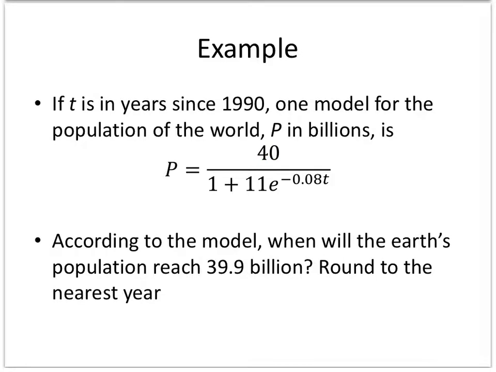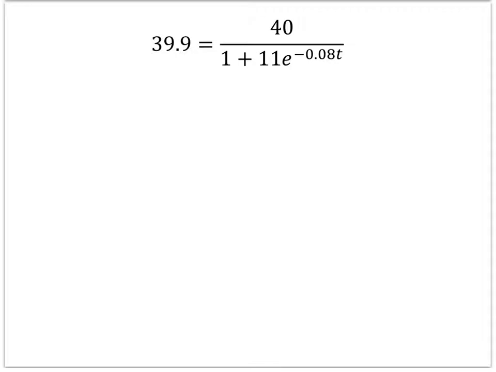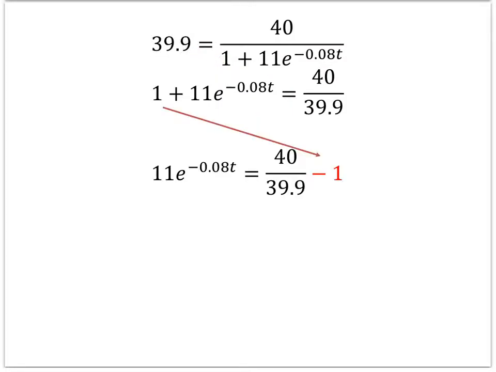According to the model, when will the Earth's population reach 39.9 billion? What do you do? Yeah, put that in for P, and then I have an ugly thing. Now I solve this for t, because it says when, what time. So away I go. What I did is I simply flipped these around. I brought the 39.9 over here, and I took this piece and brought it to the top. So all I did was flip those, carrying this along the way.